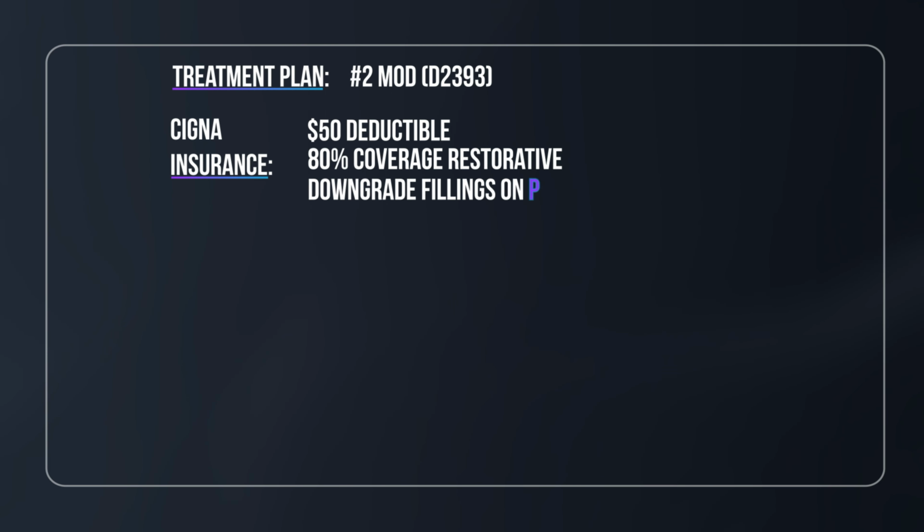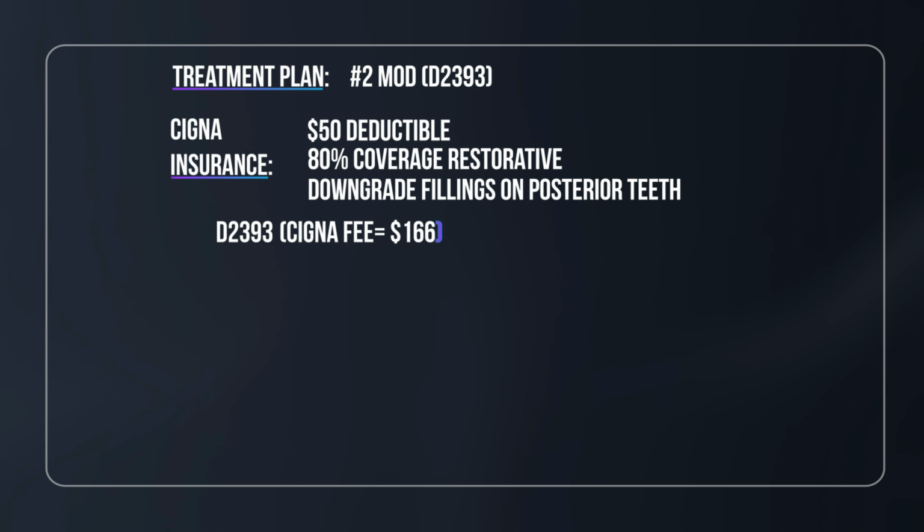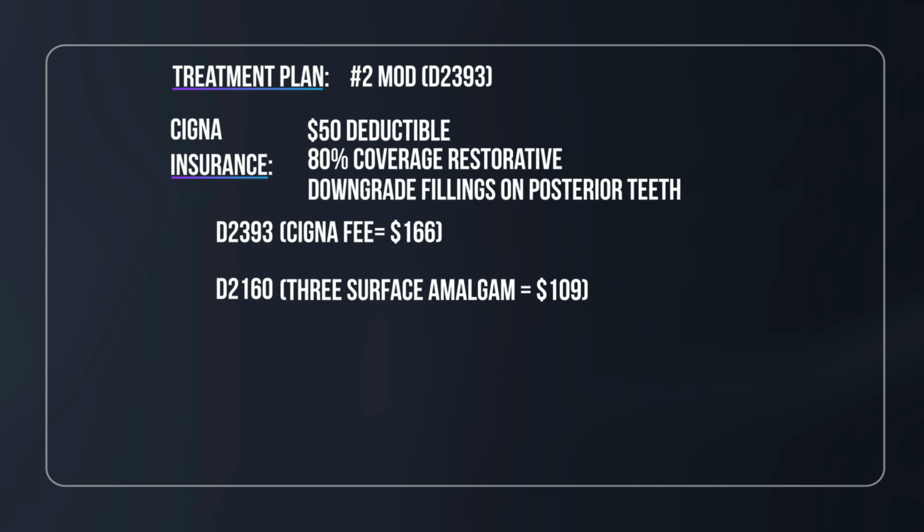And there's a downgrade on posterior fillings, which means the insurance is going to downgrade composite fillings to amalgam fillings. What this means is that when you send in the composite D2393 code, this specific plan, Cigna, will downgrade that code to D2160 and calculate the reimbursement based on the allowable fee of $109 and not $166.